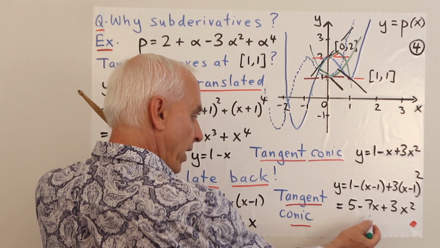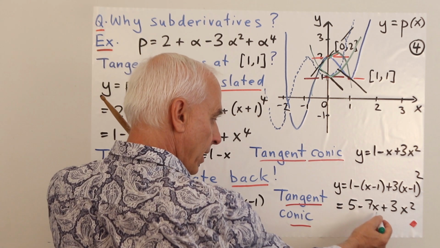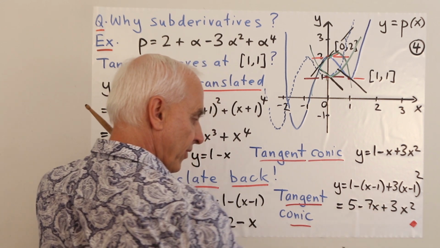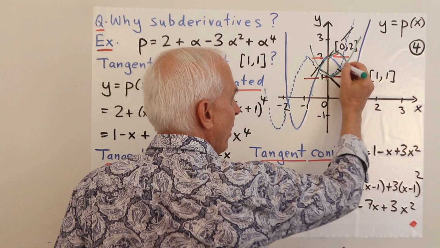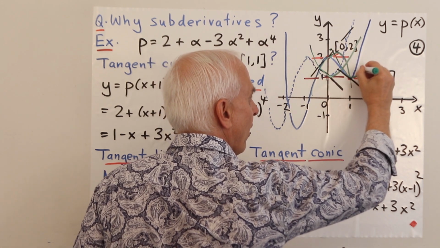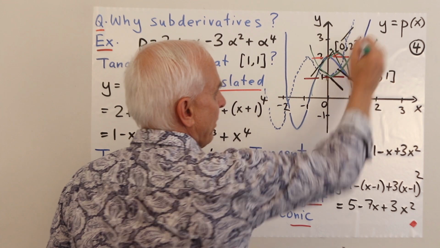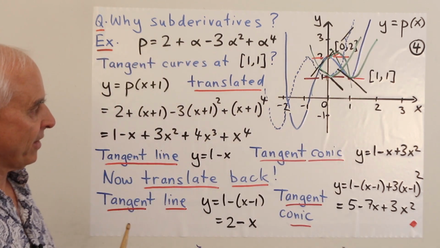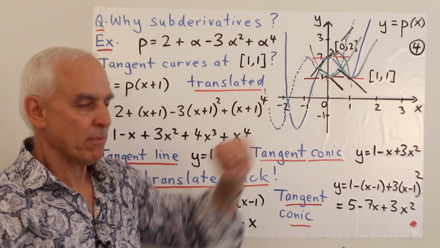that it goes through 1, 1. If x is 1, 5 minus 7 plus 3, that is indeed 1. So it does pass through there. It'll probably be okay, something like this. Whoop, okay, that wasn't very good, but anyway, it'd be a parabola opening upwards, passing through that point there.